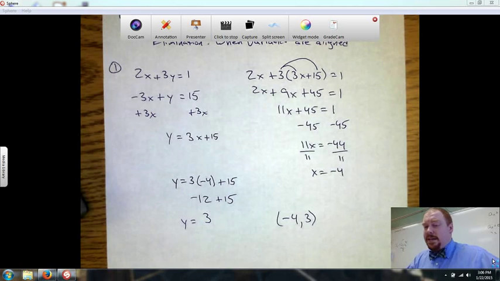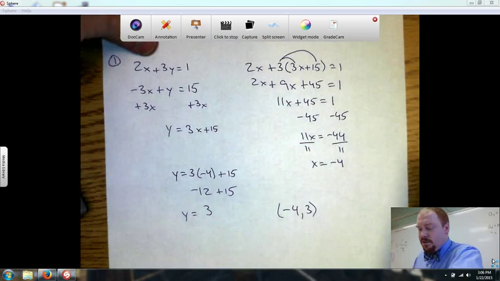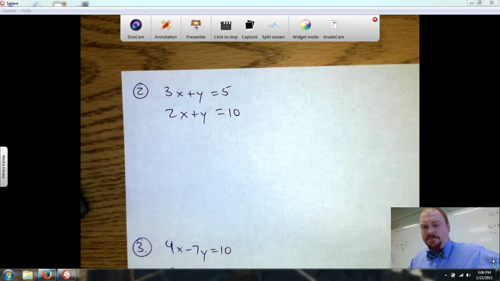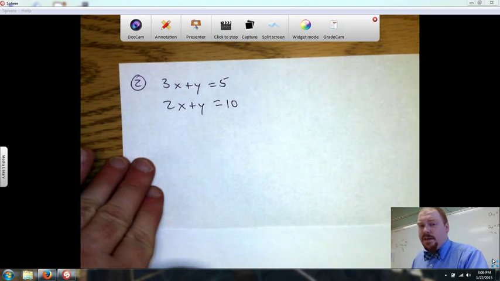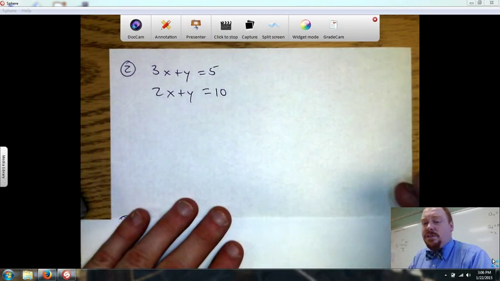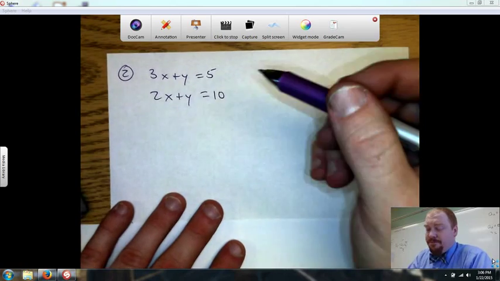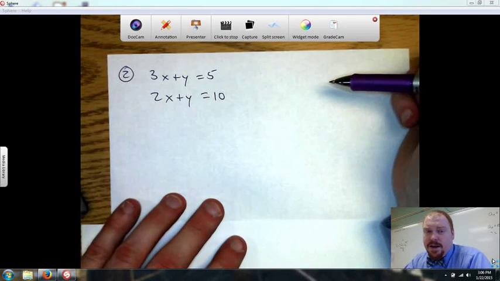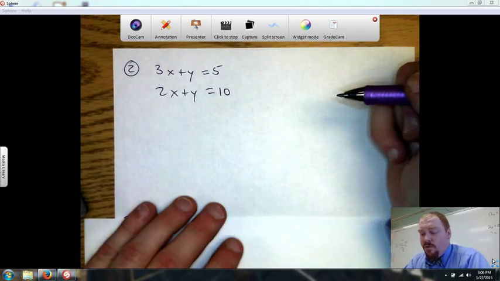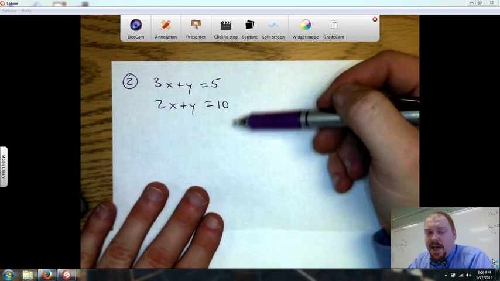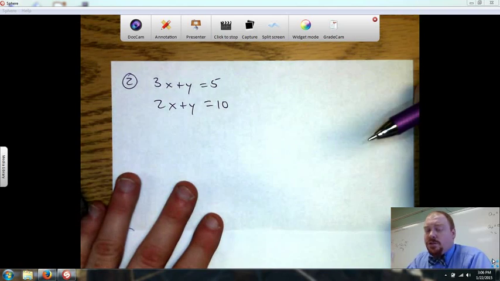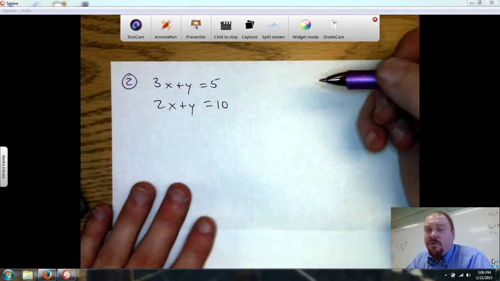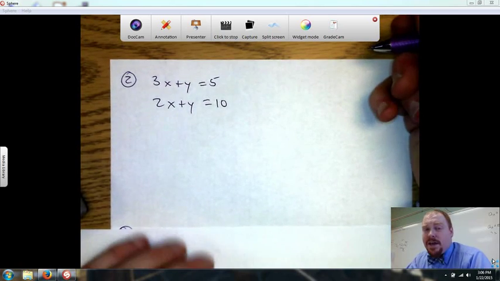For my second example, I'm going to take a look at this. I have 3x plus y equals 5 and 2x plus y equals 10. I could definitely use substitution here. However, everything lines up perfectly right now, and with elimination, I can either add straight down or subtract straight down. And if one of the variables cancels, I can do that easily and solve.